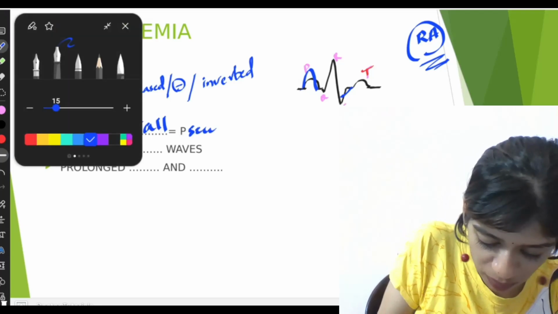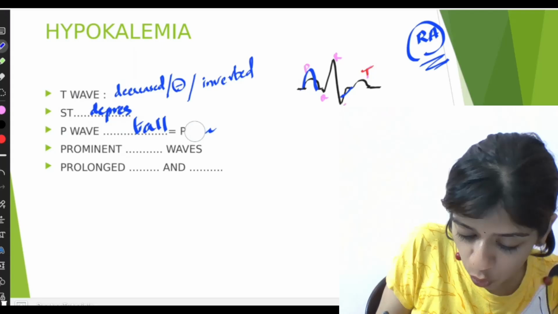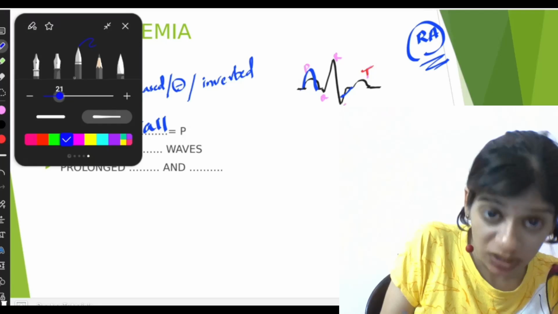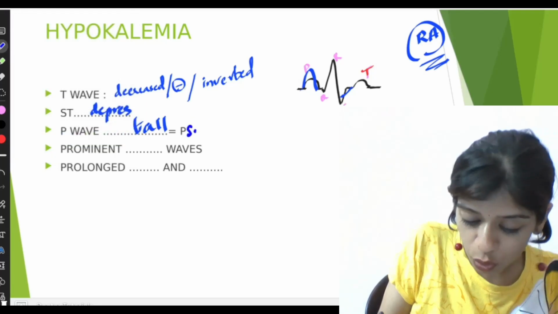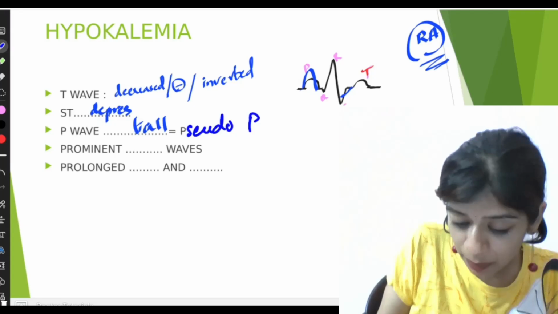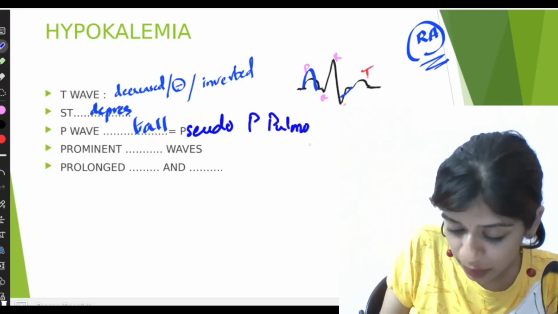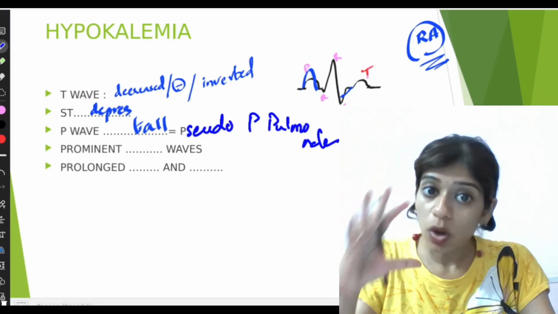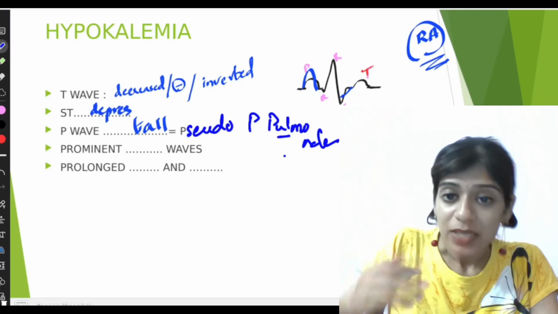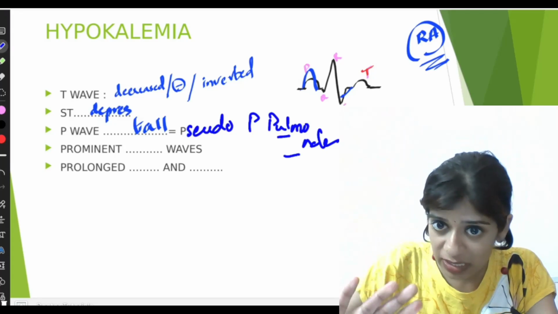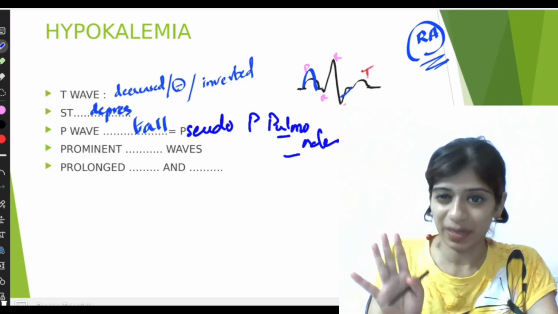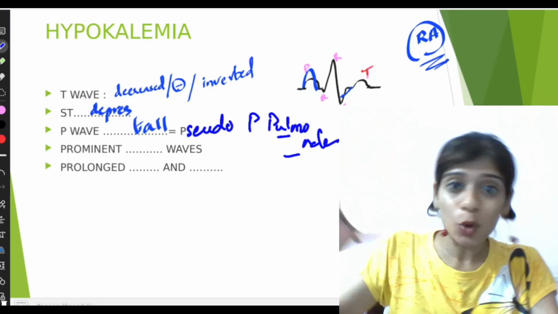Let me just change my pencil. Pseudo P pulmonale. Pseudo means false P pulmonale. So tall P waves can be seen here, but the reason is not right atrial enlargement. Here the reason is hypokalemia. That's why the name pseudo P pulmonale.